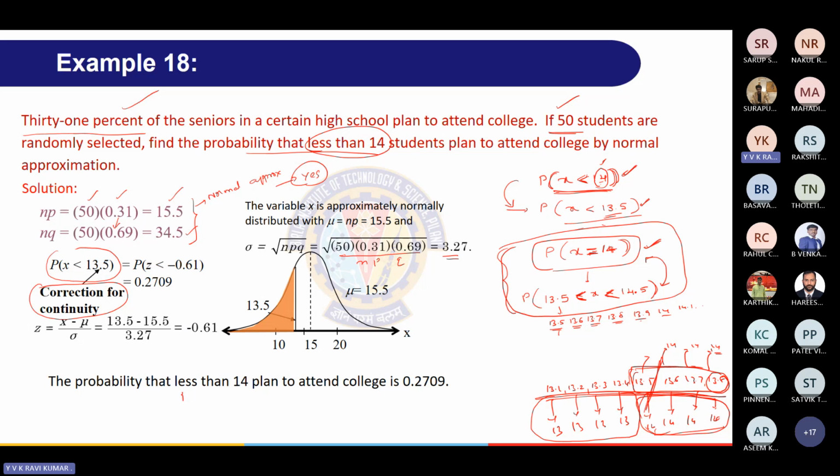P of x less than 14. Then I hope it is clear. We take it as less than 13.5. Suppose, as mentioned by our friend, less than or equal to 14, then what is your comment on this? Whether we need to take this as it is or any correction you suggest? Same as it is or any correction? It should be 14.5, right? Yes, strictly less than means 13.5, and less than or equal to means 14.5.